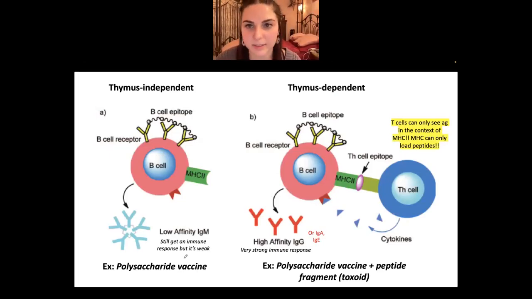And then this was the slide from when we talked about B cell activation. Here's your polysaccharide vaccine. Your T independent is just B cell activation without T cells. So this is your low affinity IgM. But if we couple it to a protein, like a toxoid, then you're going to get T dependent B cell activation, which is a much better response.